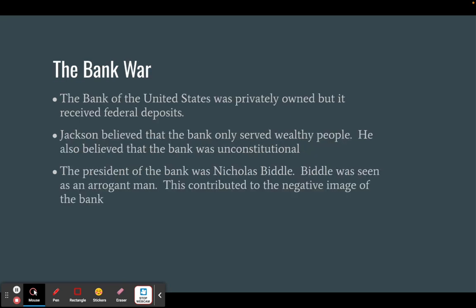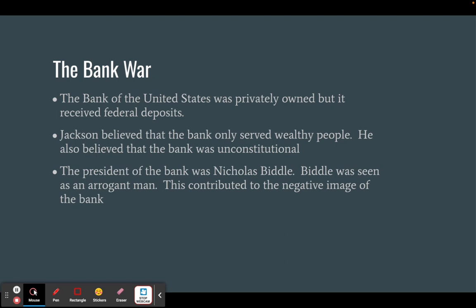One of the things that Jackson's going to become known for, and this is a question on your guided notes, is his war with the bank. The United States at this time had a Bank of the United States. We're not talking about Bank of America here. That is a private corporation, but the Bank of the United States was also privately owned. But the federal government put its trust within the Bank of the United States and made deposits with it.